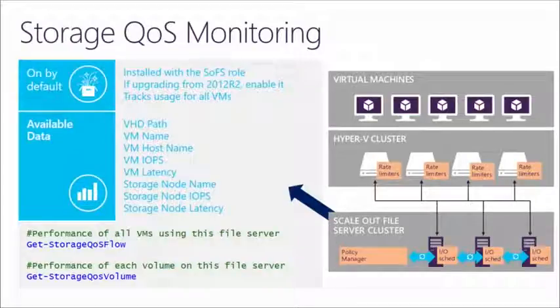So for instance, the PowerShell that I've kindly donated to Corey again, if you want to view all the VMs using the file server, Get-StorageQoSFlow is the PowerShell cmdlet. Performance of each volume on this file server, Get-StorageQoSVolume, and then the volume that you're looking for. Obviously, if you want to be more.